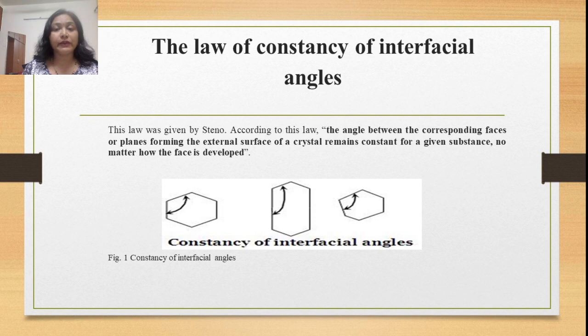For example, if we take the example of NaCl, though NaCl may be formed from different methods, the interfacial angle between all the crystals which are formed from different methods will remain constant.